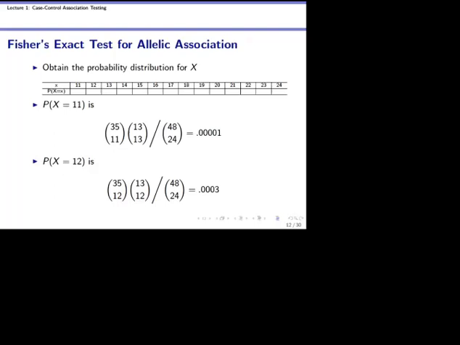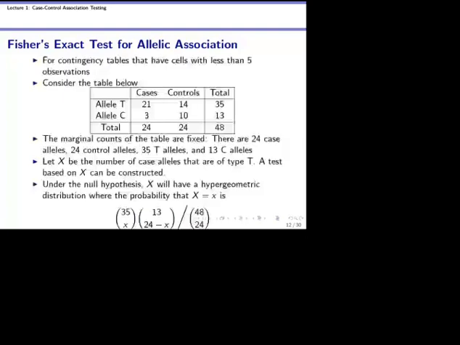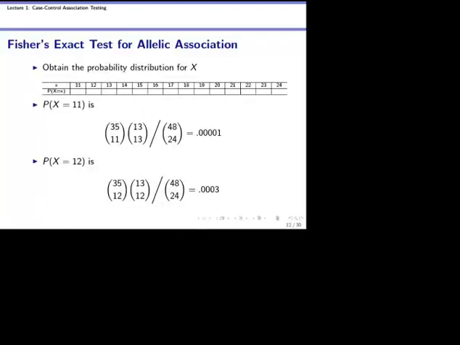So what's the probability, if we randomly shuffle the alleles and give them to case control, that 11 of the alleles are going to be case alleles of type T? X, once again, is the case alleles that are of type T. What's the probability that X is equal to 11? It's just 35 choose 11 times 13 choose 13 over 48 choose 24. So 0.0001, or 1 times 10 to the minus 5. Very low probability. Question: you said X can be 24, so why not 21, if I have 21 in the table for the cases?